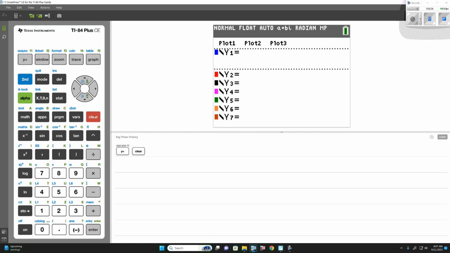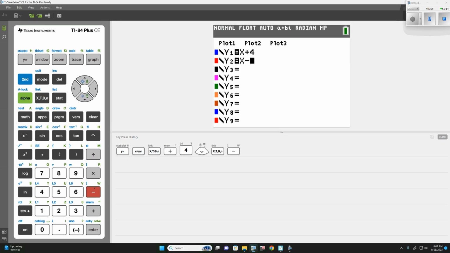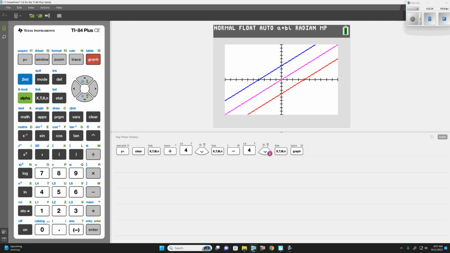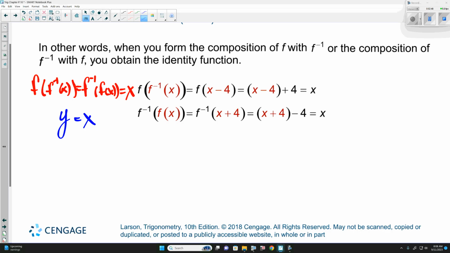Figure that out. So we had x plus 4, x minus 4, x. So we have this here. So they're reflected across that line. The distance from the blue equation to the purple and the purple to the red are going to be the exact same. They're reflected across this line. And that really makes them inverses of each other.